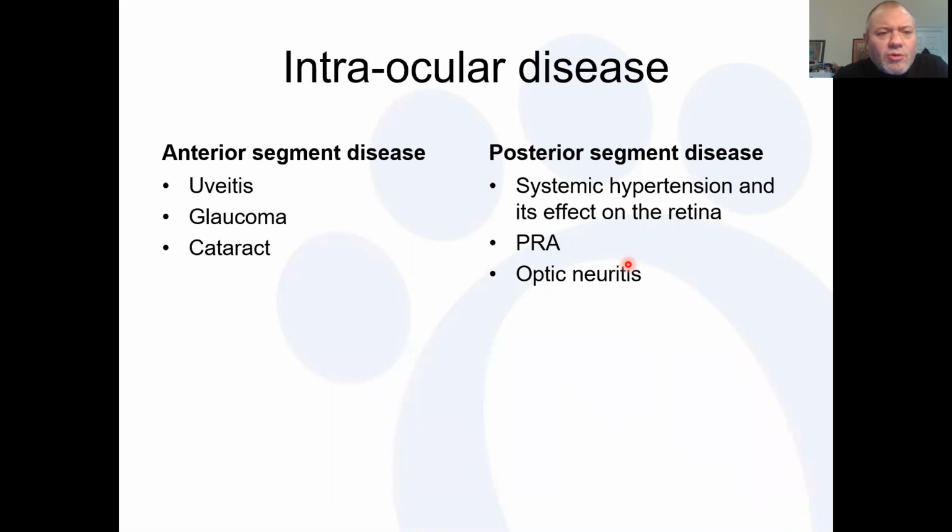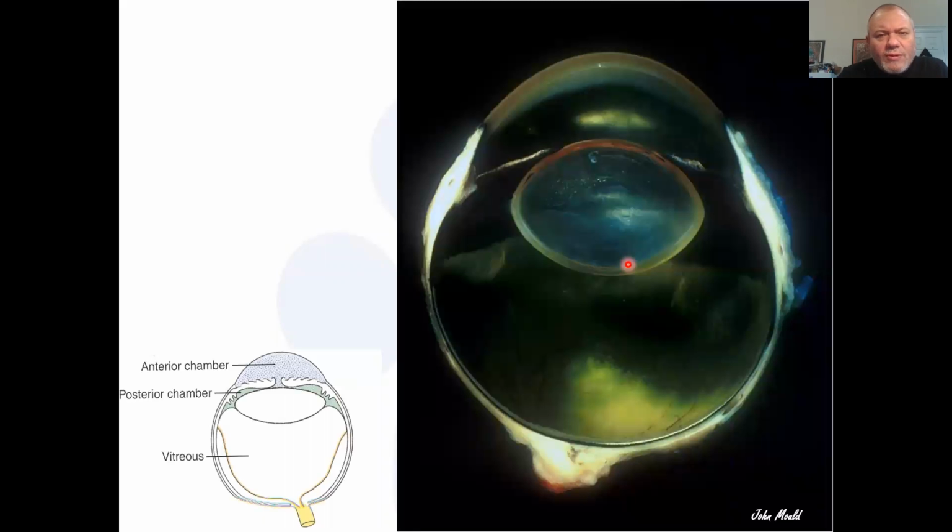So what we plan to talk about today is largely anterior segment disease, uveitis, glaucoma, and cataract. And then towards the end of the lecture, we're going to touch on some important posterior segment diseases. But today we're really focusing on anterior segment disease. What do we mean by anterior and posterior segment disease? It really relates to the anatomy of the eye.